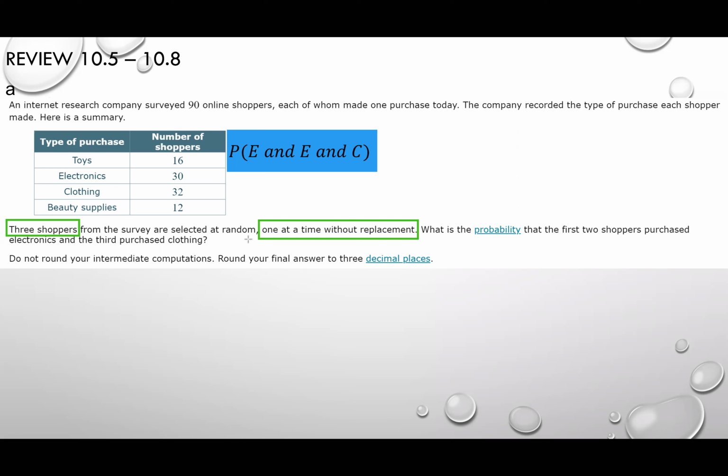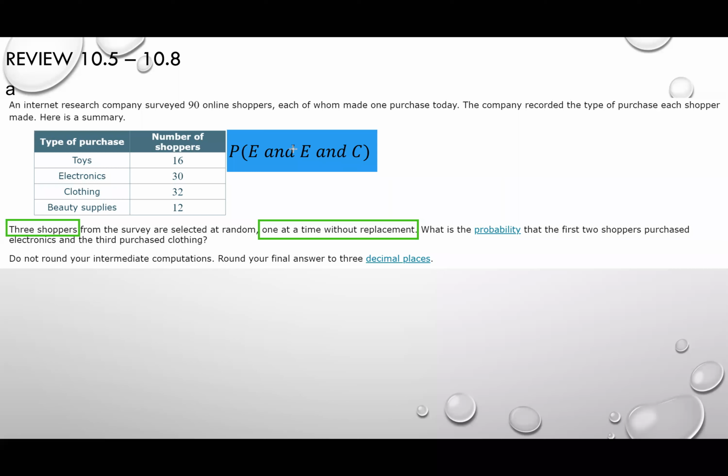So looking at this item here, this is what they ask you: find the probability of an electronic shopper and an electronic shopper and a clothing shopper, right? So the first 2 shoppers purchased electronics, and the third person purchased clothing. So again, instead of writing electronic, I put E for electronic and C for clothing. Because of this with and, we want the first person, the second person, the third person. So what is the probability of electronic?